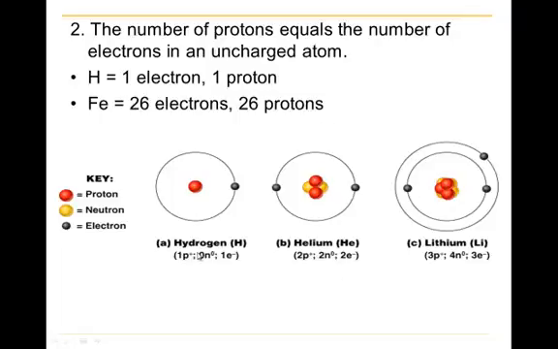And you can see here are a few other examples which show in an uncharged atom that the number of electrons is equal to the number of protons. And the number of neutrons does not affect the charge.